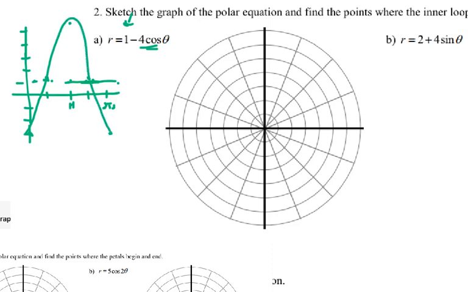Alright, so at angle measure 0, we're actually at a negative 3, which puts us right here. So this is angle measure 0, but we're at a negative 3, so we're over here. At angle measure pi over 2, so here's pi over 2, we're at a positive 1. So we're right here. At angle measure pi, we are at 5.